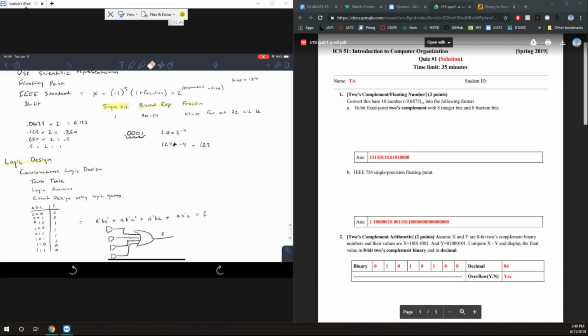Yeah, the mantissa is the number after the decimal point. Correct. And then you have to make it into 23 bits, so you just add a bunch of zeros. Exponent default 127, exponent bits.